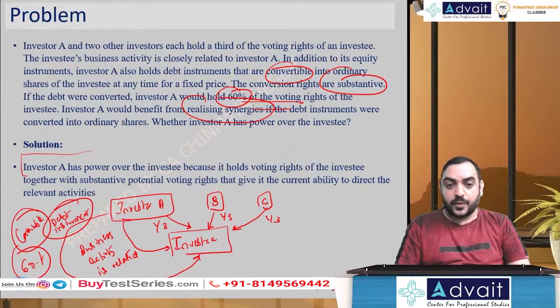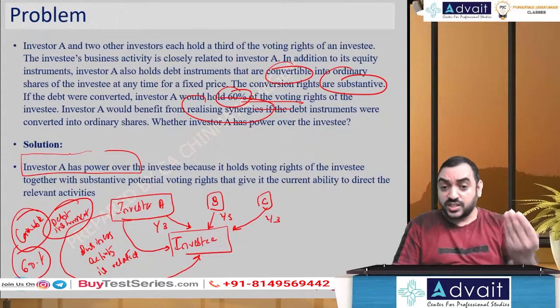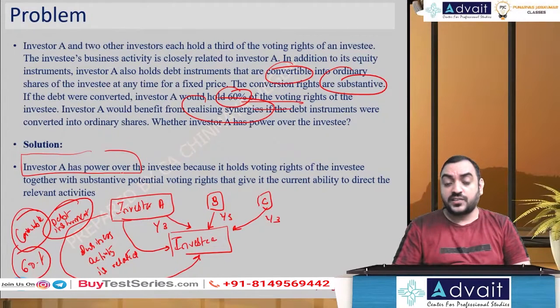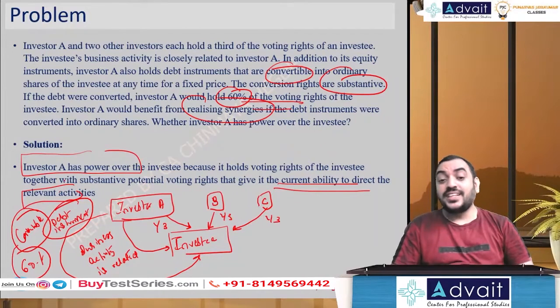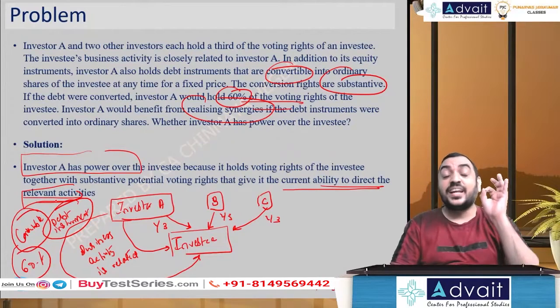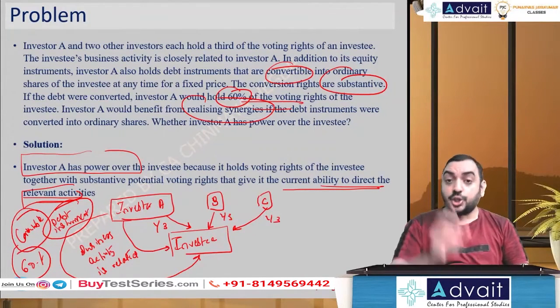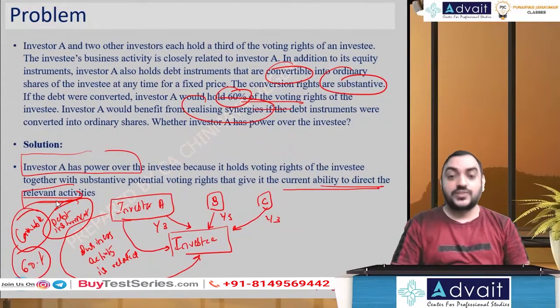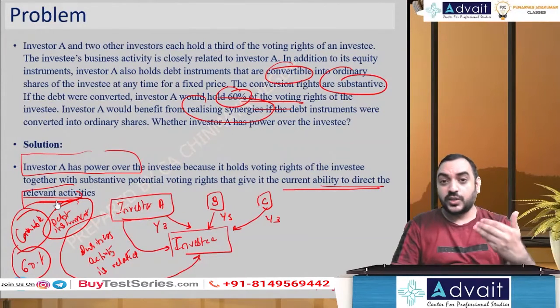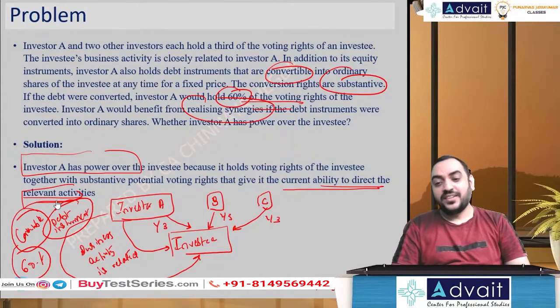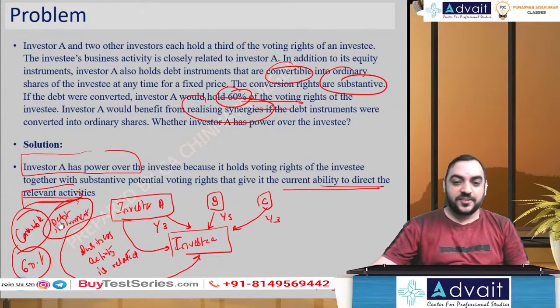Investor A has the power over the investee because it holds the voting rights of the investee together with substantial potential voting rights, and this gives the current ability to direct the relevant activities. Use these keywords: ability to direct relevant activities. Repeat with me: ability to direct relevant activities. Use these kinds of expressions in the examination so that you don't have a worry about expression on the day of the exam. I'll go further.